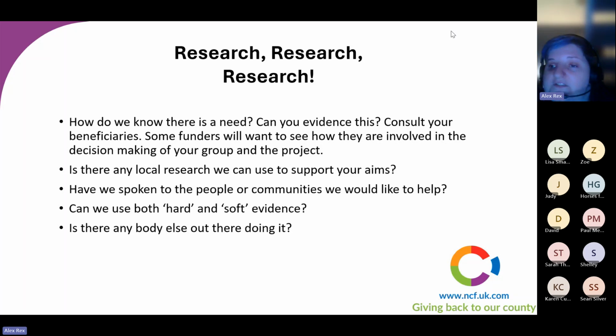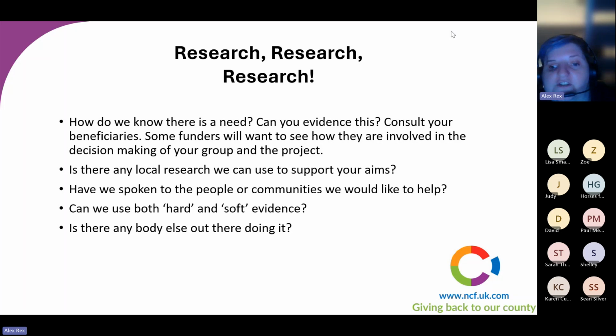And as part of this process where you're doing the research about the need in the area and how you can evidence that need, as I said, anecdotal, partner or VCSE organisations, or from public health or local authority, etc.